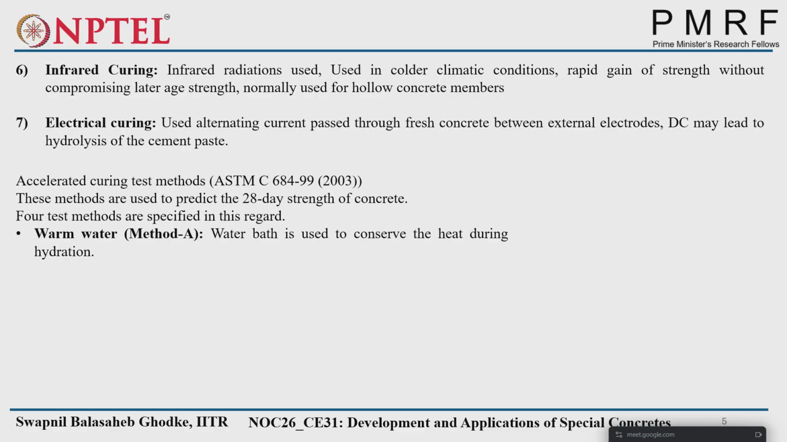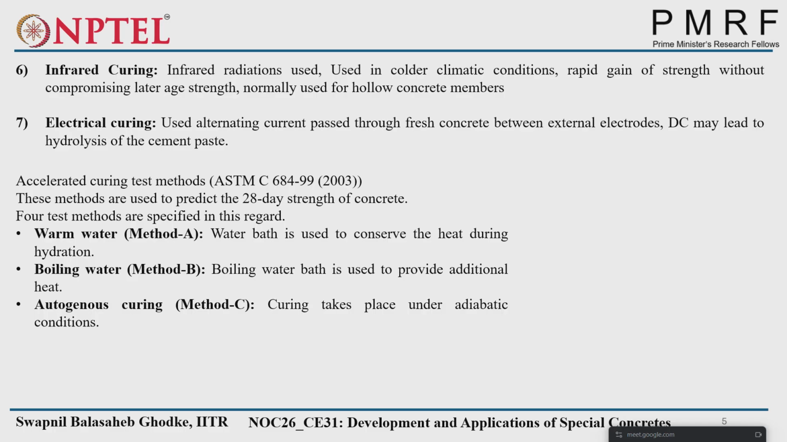So different types of curing methods are available according to different codes. The Indian Standard Code specifies some types of curing. Then there is the American Standard Code ASTM C684-99 (2003), which is used for predicting the 28-day strength of concrete. The first method is the warm water method, where a water bath is used to conserve the heat during hydration. Then the boiling water method, method B, where a boiling water bath is used to provide additional heat.